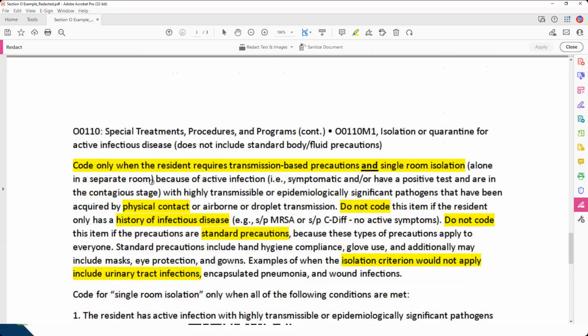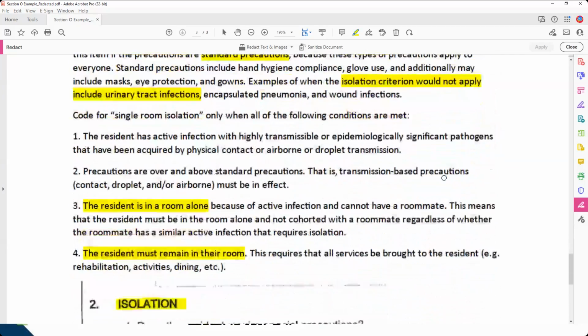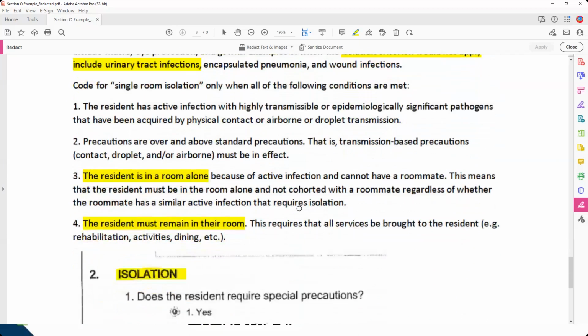And I've gone over this several times when we're talking about isolation and quarantine for infectious diseases. You code this when these are in effect and the patient's in a single room. We talked about when to not code them, if it has turned to standard precautions, if the patient's no longer symptomatic, et cetera. And then again, here's the single room information that we already went over on one of the previous slides.